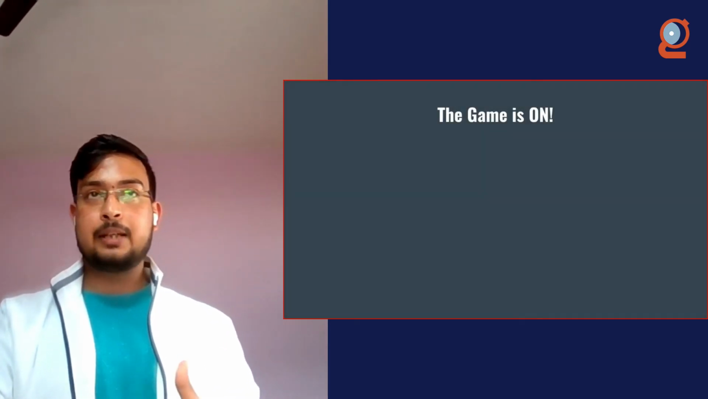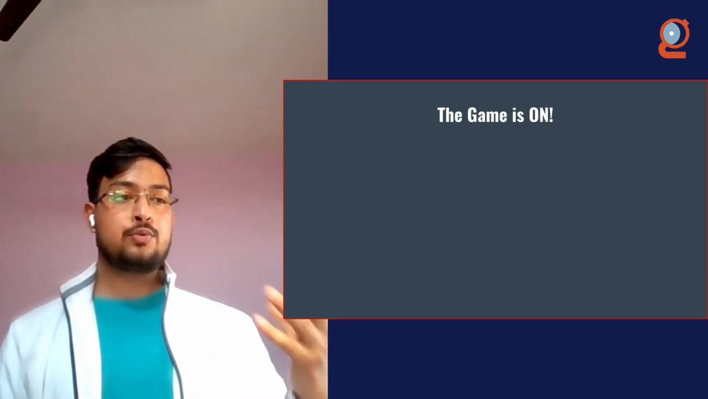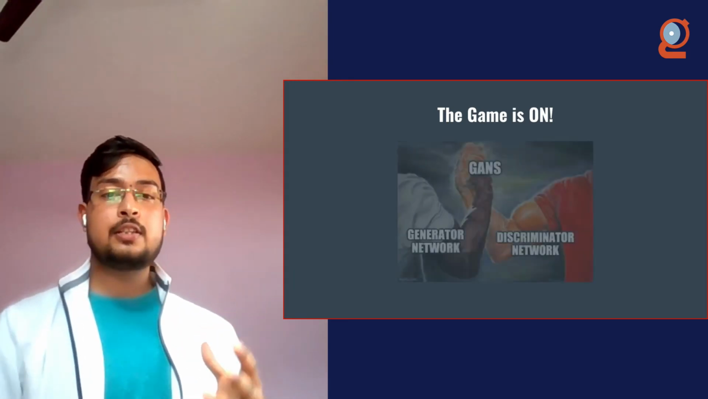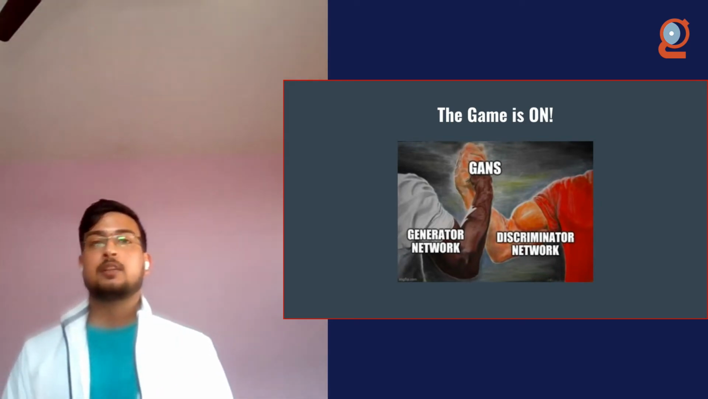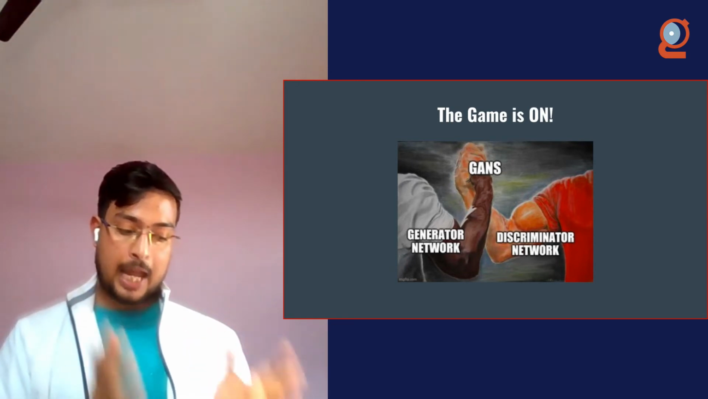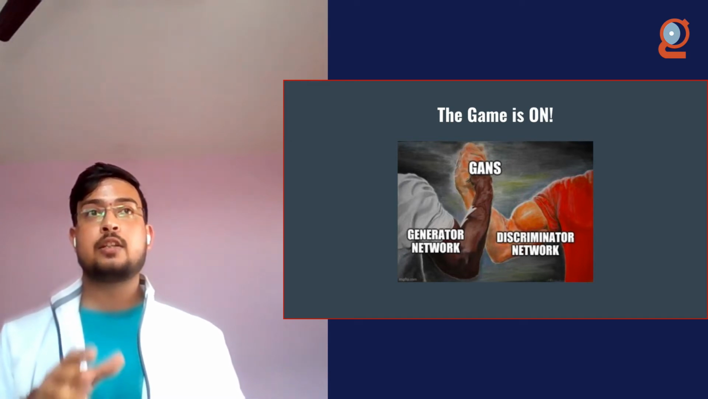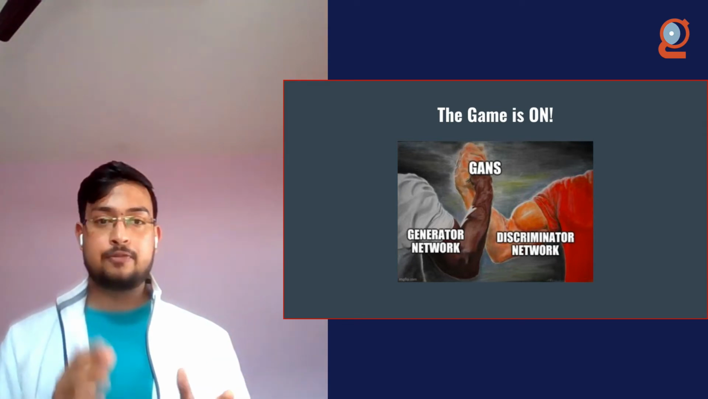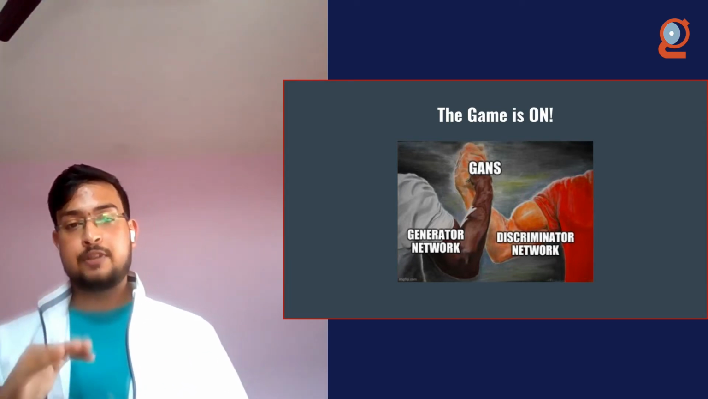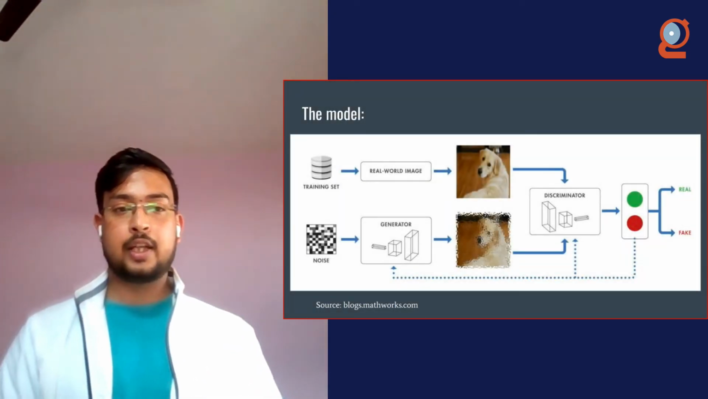So the game is on. As I told you, one is trying to fool the other. The two models present in a GAN, the first one is trying to fool the other model. So this is happening like this. We have a generator network and a discriminator network, and they are trying to generate images. The generator first tries to generate an image and feeds it to the discriminator. The discriminator applies its algorithm, tries to distinguish whether the image generated is fake or real, and then sends the feedback back to the generator.